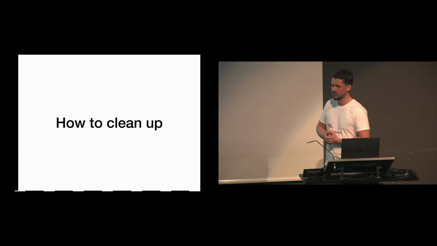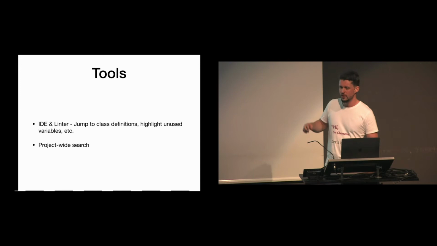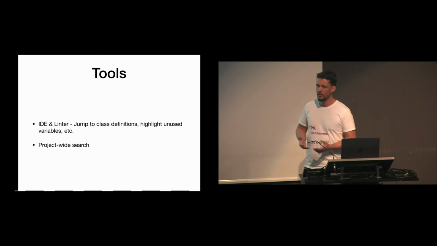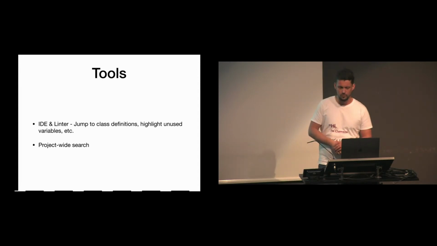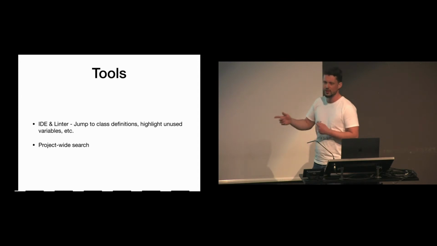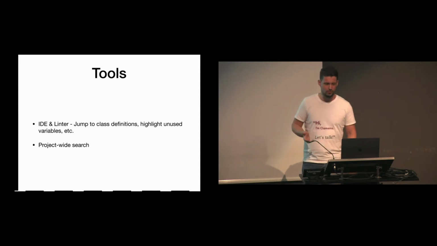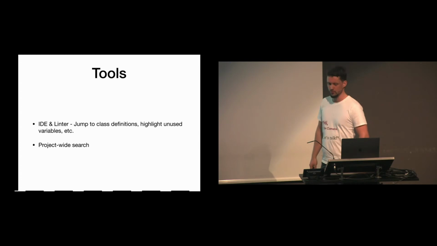Yeah, another question is that we prepared our project for cleanup, how to actually clean it up. There are several tools out there for special tasks like finding unused CSS selectors or whatever. So for every language, there are little tools. But in general, the best tools are an IDE and linter, because they make it easy to navigate around your project, like jump to the definition of a class or a function. And they also highlight unused variables, so you could just see what can be deleted easily. And as I mentioned before, project-wide search.